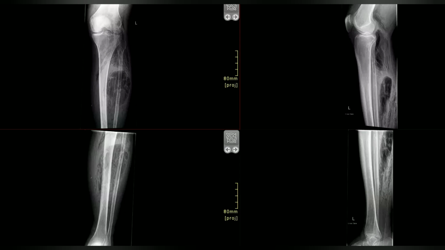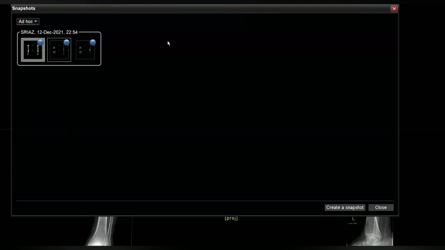I want to do CT with IV contrast. I am suspecting basically soft tissue abscess formation or infection. Okay, can you see another screen, or is it the same one? I can see.